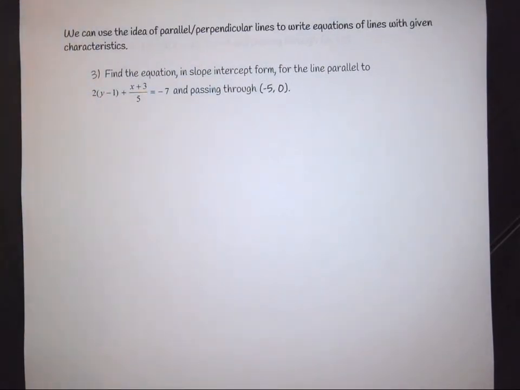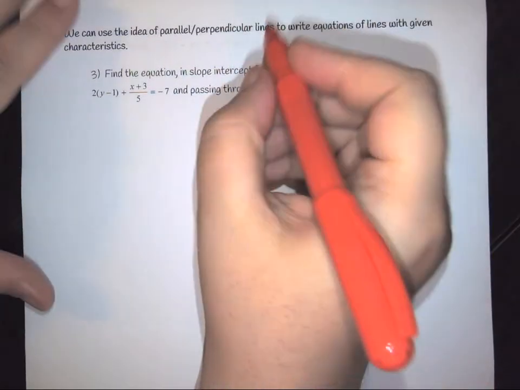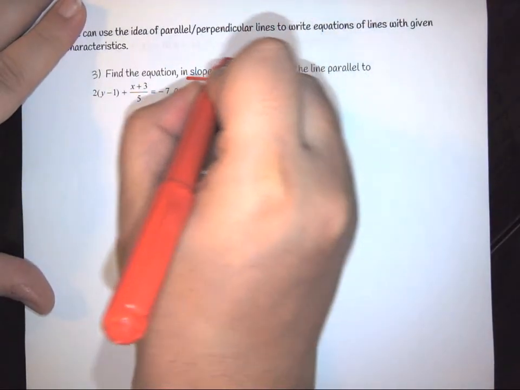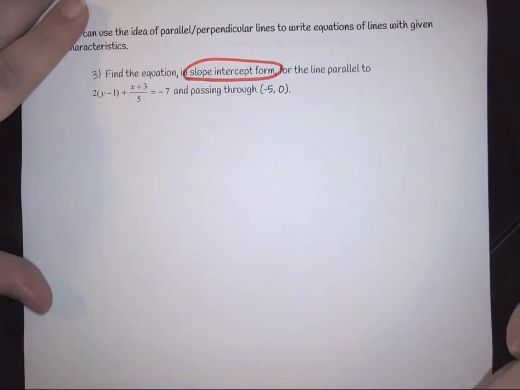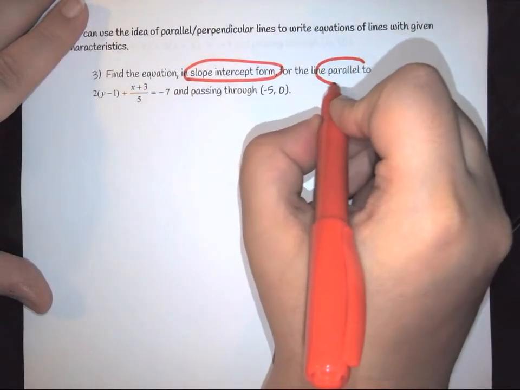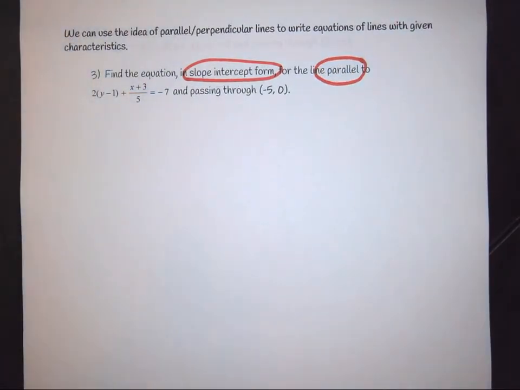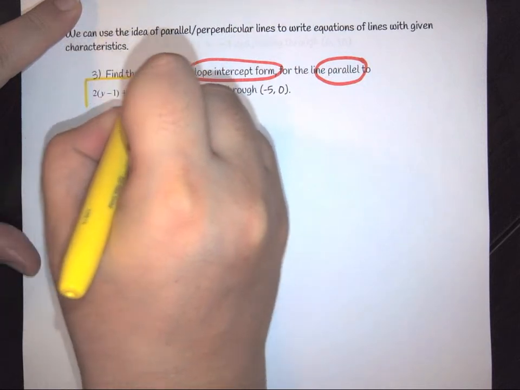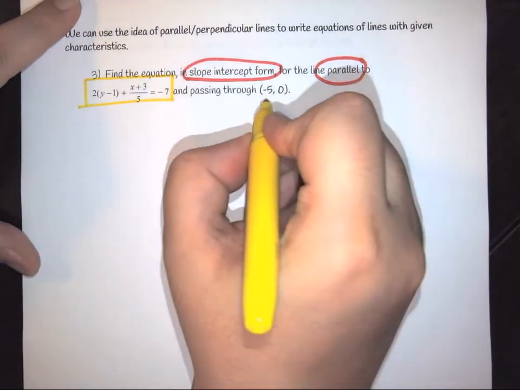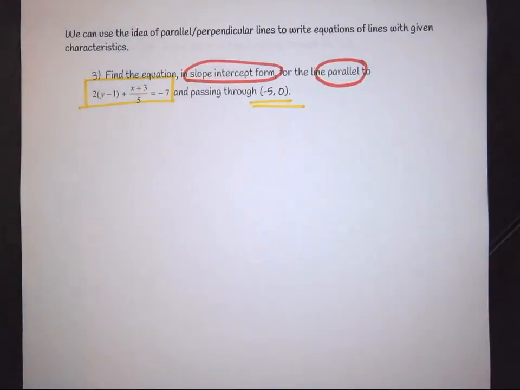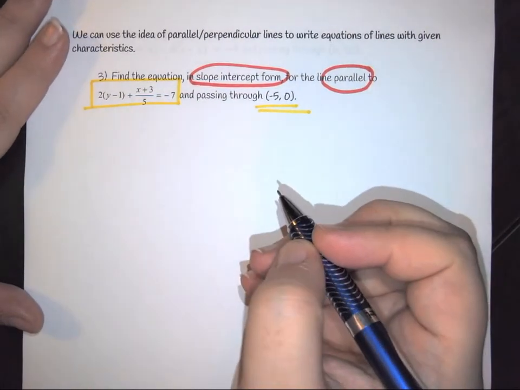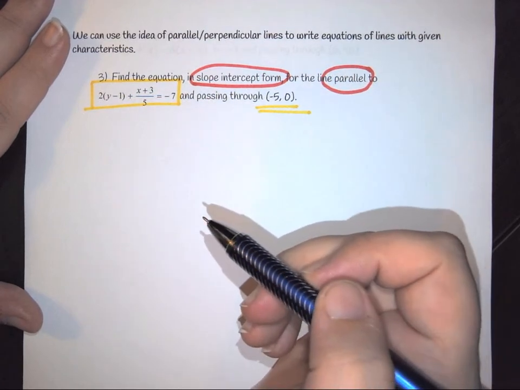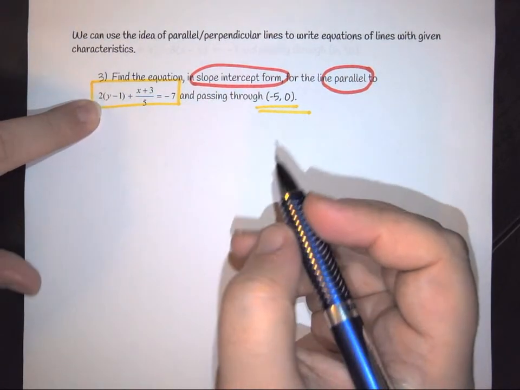So, what do we know? We know the form that we want is slope-intercept form, and we know the type of line that we want is parallel. Given that information, the line I have to work with is this one here, and the point that I have is that one there. So the first thing that I have to do is make y-intercept form out of the given line.